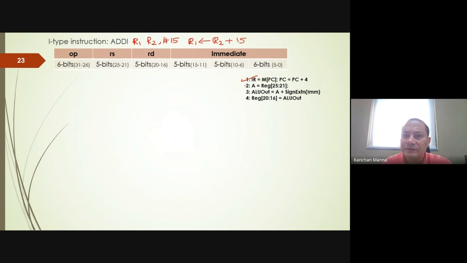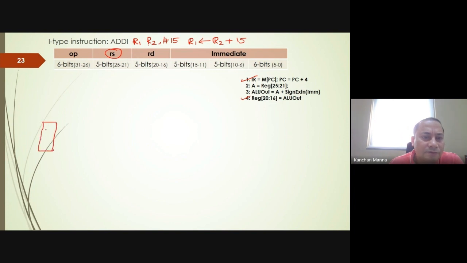We load the instruction into the instruction register, and then we increment the PC by 4. Then we read the value of R2, that is RS, into the A register, and then we perform the addition of A with the immediate value. Then we store it into the non-architectural element ALU out, and then we write that value into register 5, because we have to write that value into R1. So let us see. First we have to fetch the instruction.